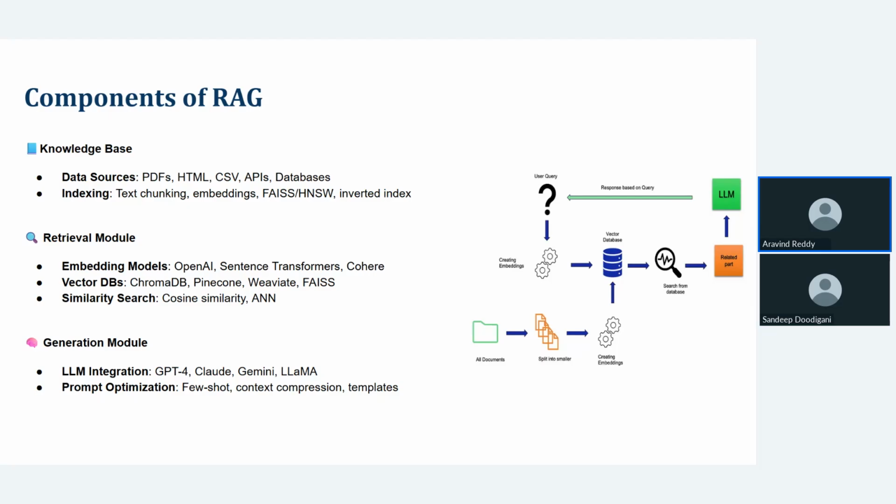So, the components of RAG. This is the architecture of RAG: how it is going to work and what things it is going to use. First, data sources. You can give PDFs, HTMLs, CSV files, as well as APIs, URLs, and databases. You can give anything in a document format, that is, in a text context format. It will take that format and start doing this process.